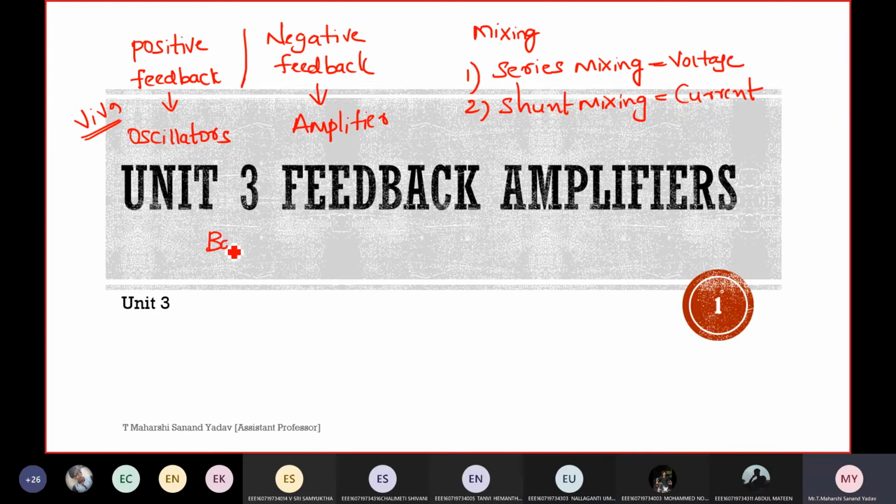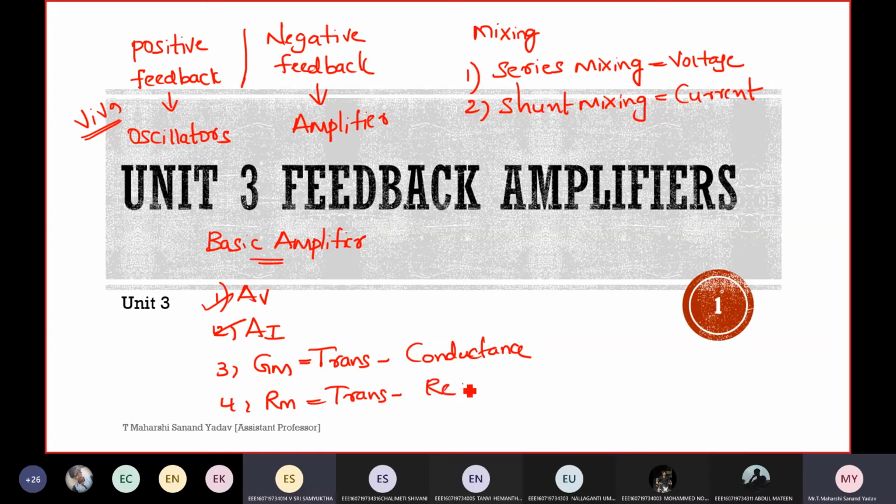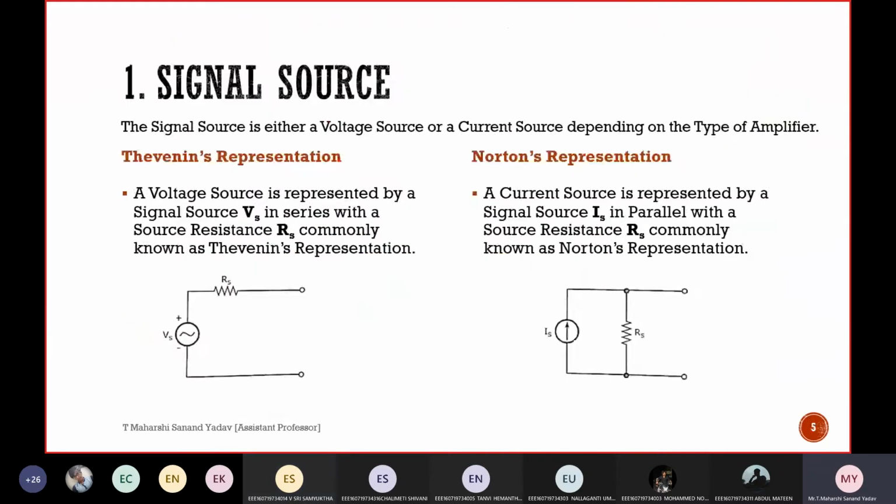Next. Under basic amplifiers, what you have seen? How many types? 4. AV, AI, GM, RM. So you know 1 and 2. What is this GM? Transconductance. Correct. It is trans conductance. Next one is trans resistance. So we have seen till here.